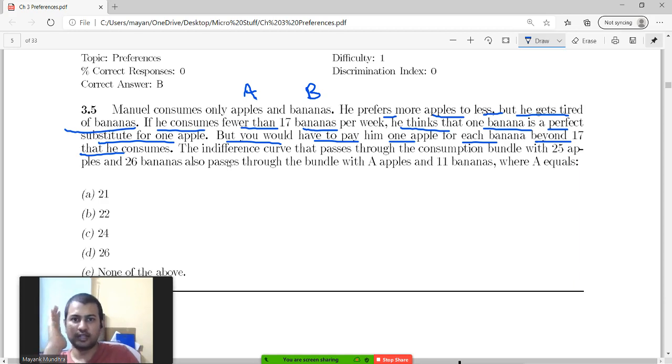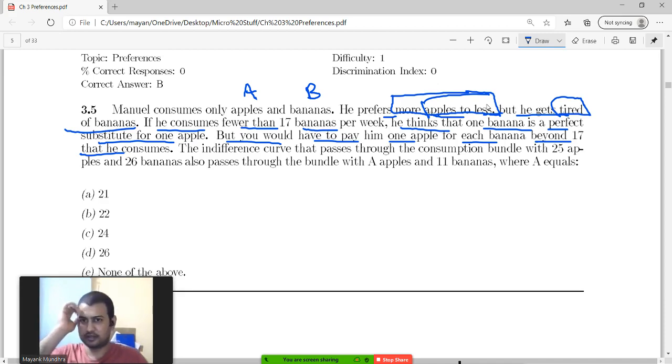Okay, so till 17 bananas, he likes bananas. Okay, so apple jitna de do, he prefers apples, more apples to less. So apples are always a good, but he gets tired of bananas. So he likes bananas a little bit. After some point, he's like, I don't want any more bananas.